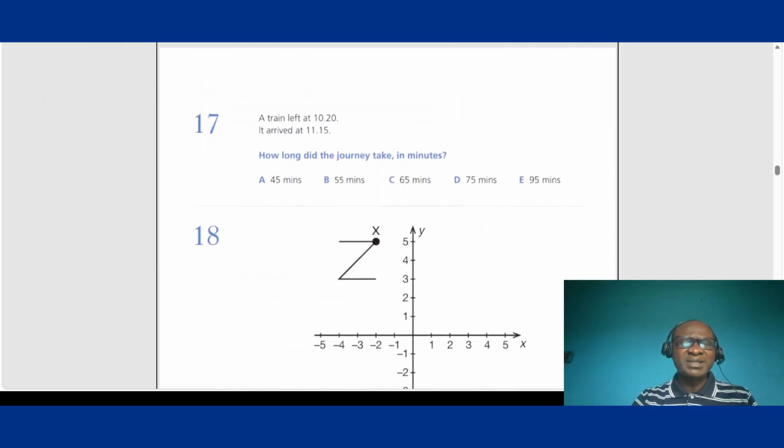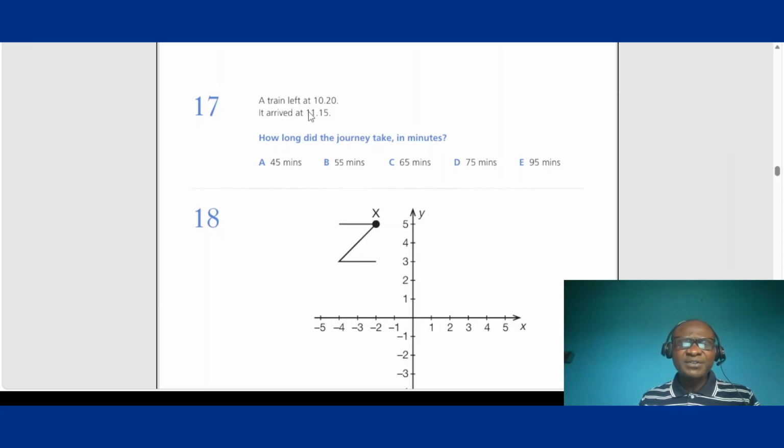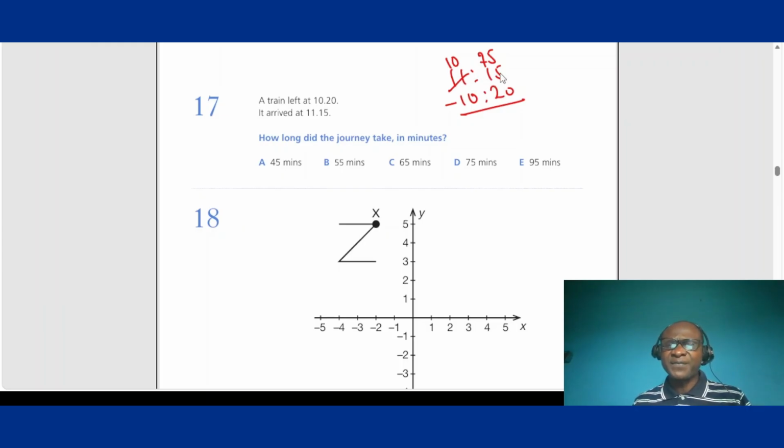Let's go to question number 17. A train left at 10:20. It arrived at 11:15. How long did the journey take in minutes? 11:15, subtract 10:20. Okay, let's do it. Borrow 1 from here, put it here. That will be 60 minutes plus 15 will give us 75. That is when you borrow 1 hour and they come to the minute side, it becomes 60. Then you add the 15 already there, that becomes 75. So we subtract 20 from 75. That will give us 55. 10 subtract 10 is 0. So that means 55 minutes. Yes, option B.